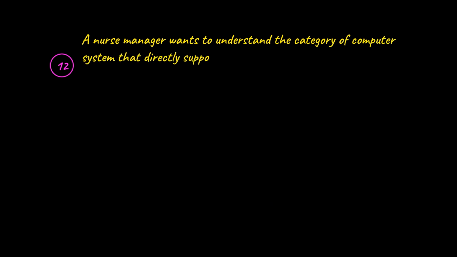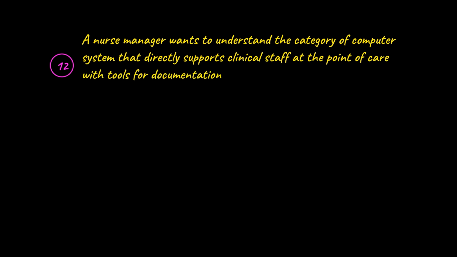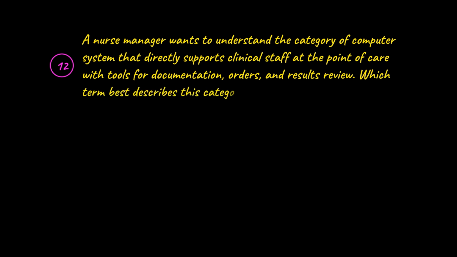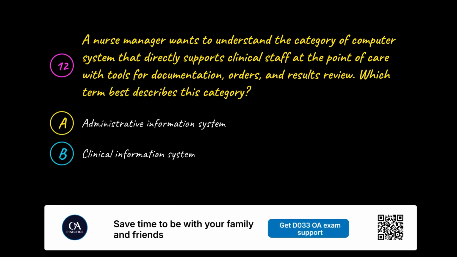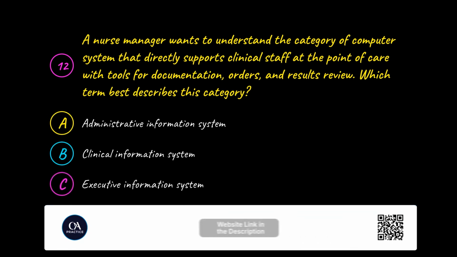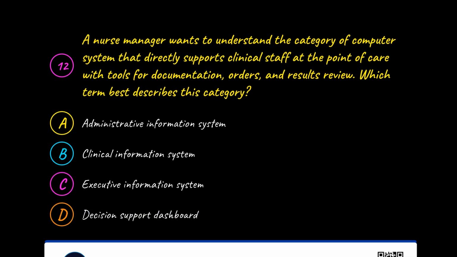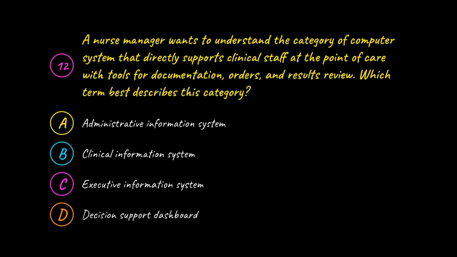Question 12. A nurse manager wants to understand the category of computer system that directly supports clinical staff at the point of care with tools for documentation, orders, and results review. Which term best describes this category? Your options are A. Administrative Information System, B. Clinical Information System, C. Executive Information System, D. Decision Support Dashboard. What's your answer? Commit to one before I continue.